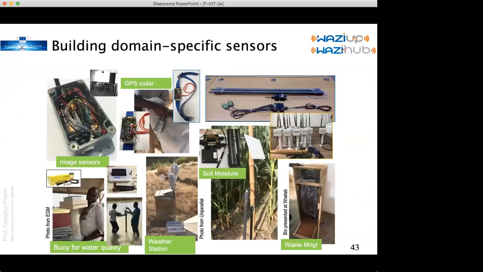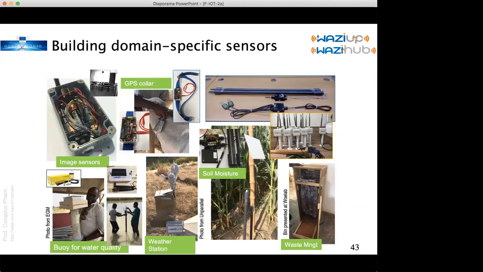You can use it, and we use it to build domain-specific sensors. We use it to build a GPS collar. We use it to build soil moisture devices, like here. We use it for a waste bin proof of concept, a weather station, watering, and so on. These are the kinds of things that you can build very easily using this kind of board and this kind of radio.